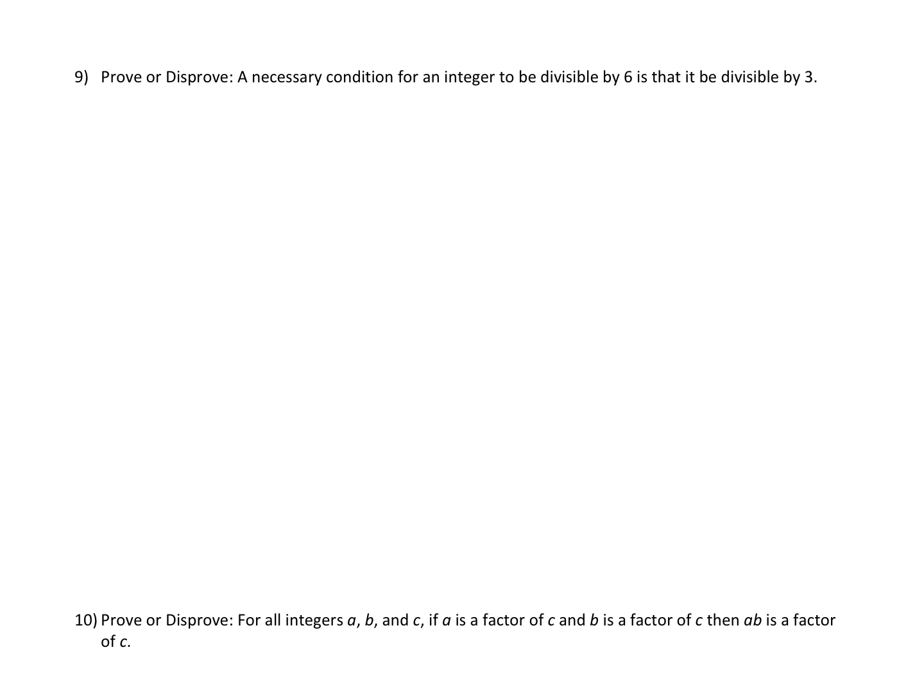Question 9, prove or disprove. A necessary condition for an integer to be divisible by 6 is that it be divisible by 3. So just to restate this as an if-then would make it easier to prove or disprove. So this says that if an integer is divisible by 6, then it is divisible by 3.